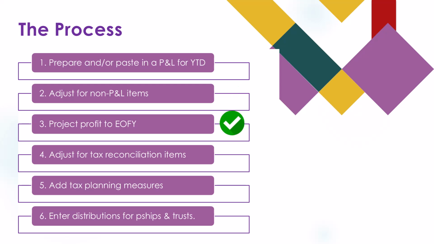You then project that year-to-date profit to the end of the financial year using one of three options. With that projected annual profit, you can then add reconciliation adjustments for the tax return to arrive at the taxable or net income. This fifth step is where you add details of tax planning measures to reduce the client's projected taxable or net income. Where a particular measure involves a deductible payment to a related party, you can enter their other income to calculate the tax effect for the client group as a whole.